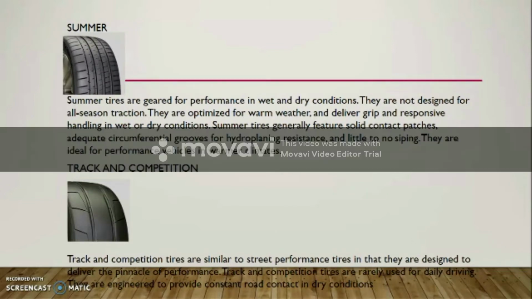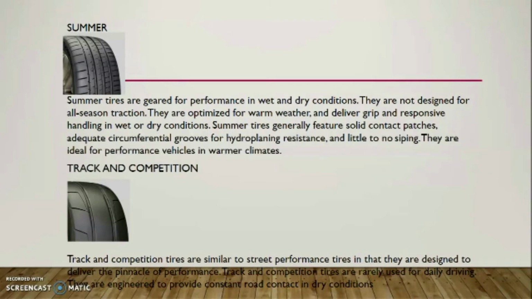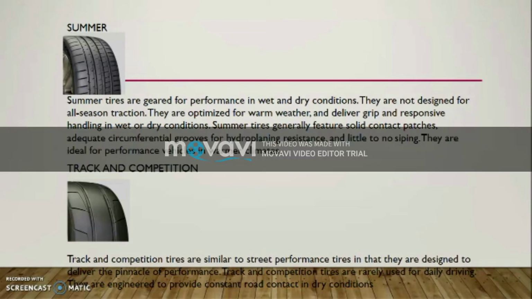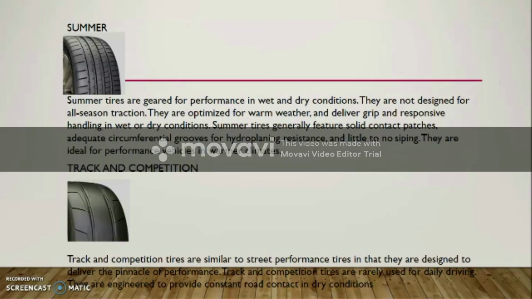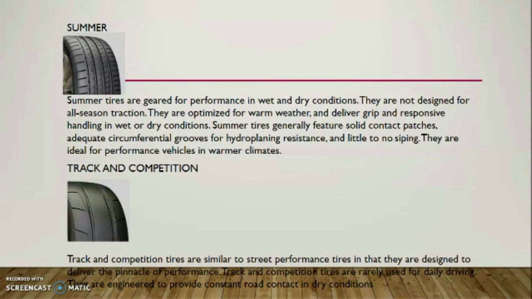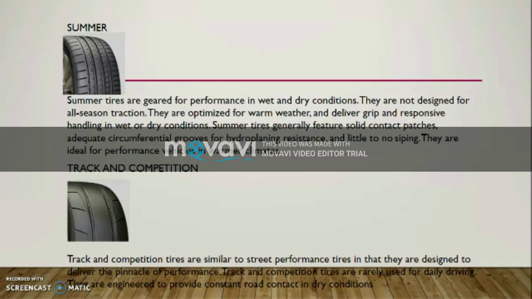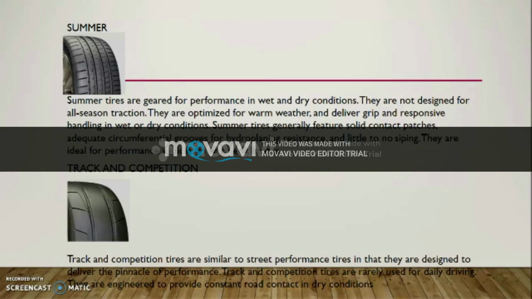Next type of tire is summer. Summer tires are geared for performance in wet and dry conditions. They are not designed for all-season traction. They are optimized for warm weather and deliver grip and responsive handling in wet or dry conditions. Summer tires generally feature solid contact patches, adequate circumferential grooves for hydroplaning resistance, and little to no siping. They are ideal for performance vehicles in warmer climates.